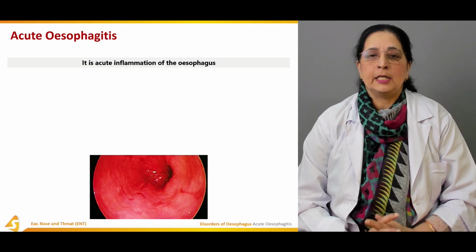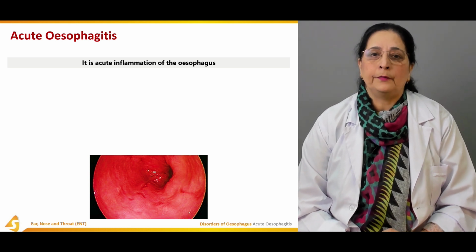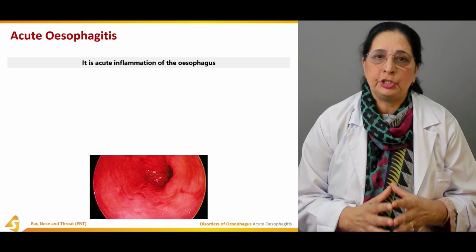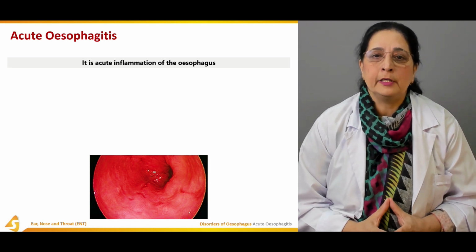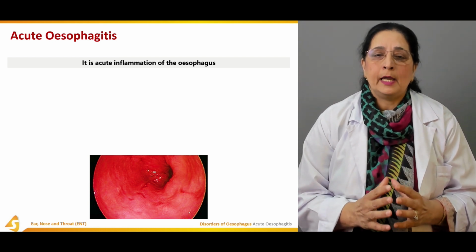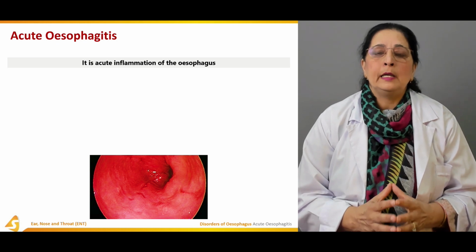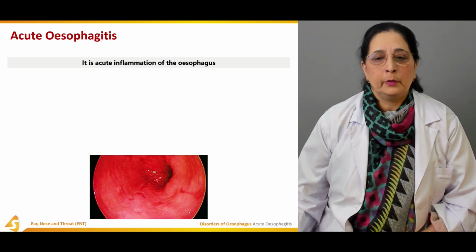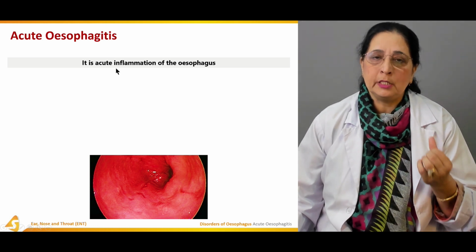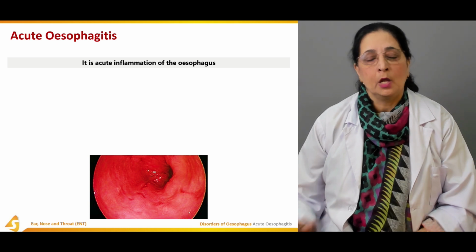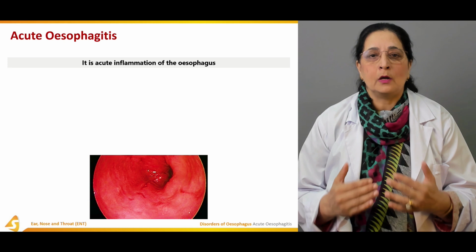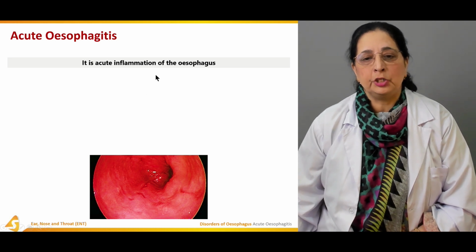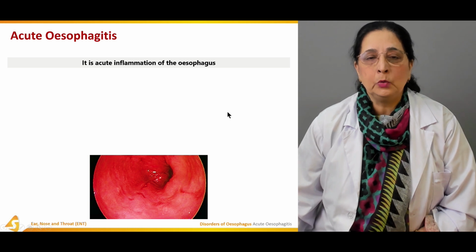So acute esophagitis, as the name shows, acute means it's of short duration, not long duration. Esophagitis, itis is the inflammation. So it's the inflammation of the esophagus, which is a tube that transfers the food from the oral cavity to the stomach. Remember, it's acute esophagitis, not chronic. Chronic is a long-term, long-standing condition. Acute is a short-term, short-standing condition. So it's the acute inflammation of the esophagus known as acute esophagitis.